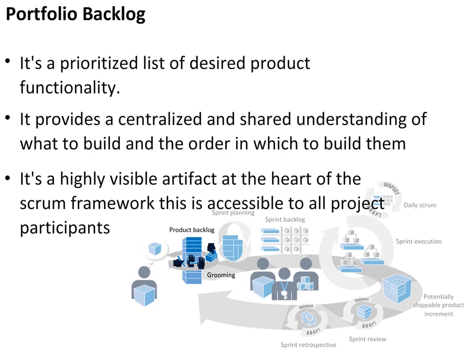Let's go to the details on each of this. So product backlog, what is that? It's a prioritized list of desired product functionality. It provides a centralized and shared understanding of what to build and the order in which to build them. It's a highly visible artifact at the heart of the Scrum framework. This is accessible to all project participants.